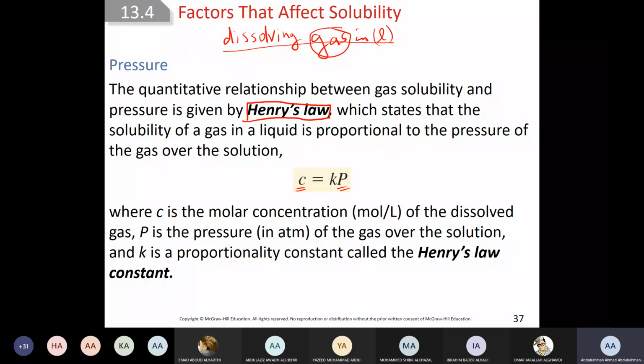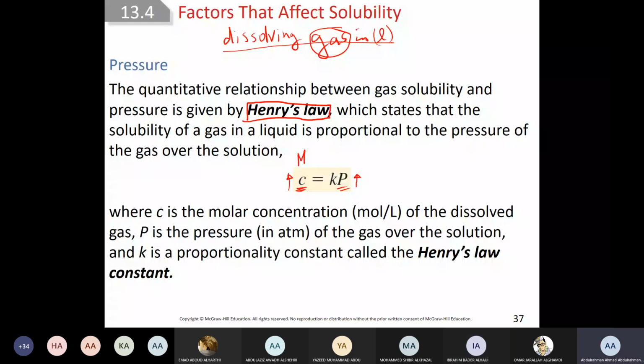Pressure. So as you increase the pressure, what will happen to the concentration? It increases. And we have to know this relation. What's the unit for the C? Moles per liter. Which unit do we use? Molarity, moles per liter. Is it small m or big M? Big M, capital M, yes.